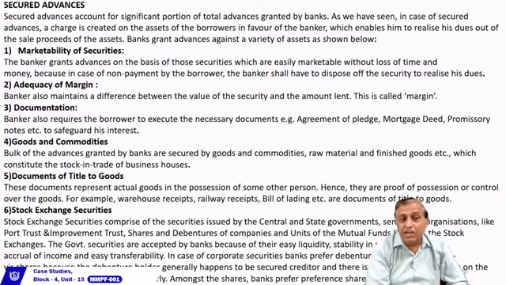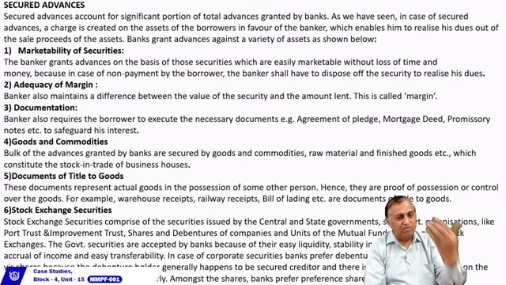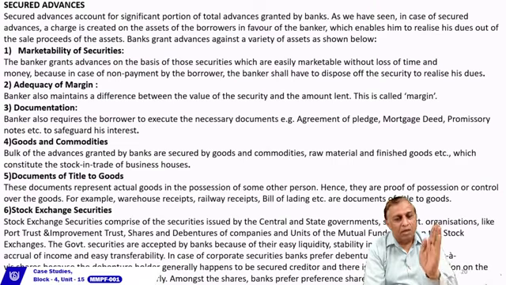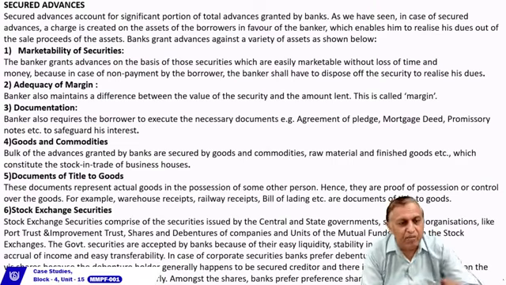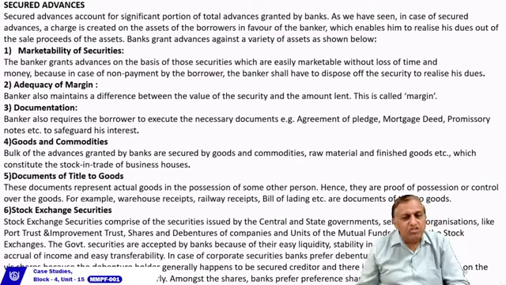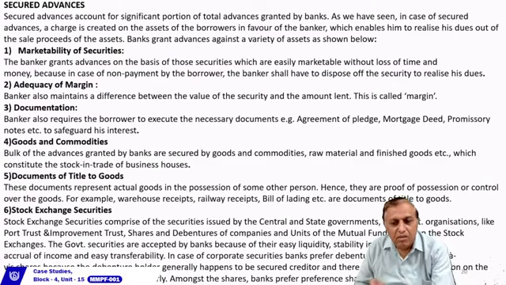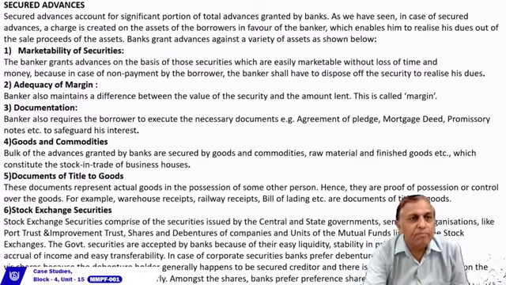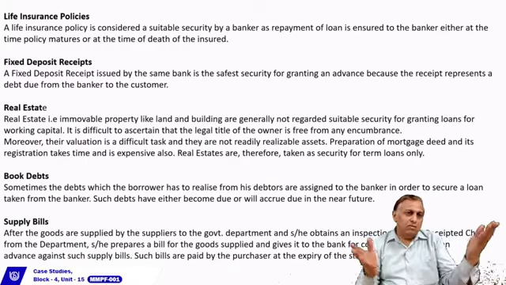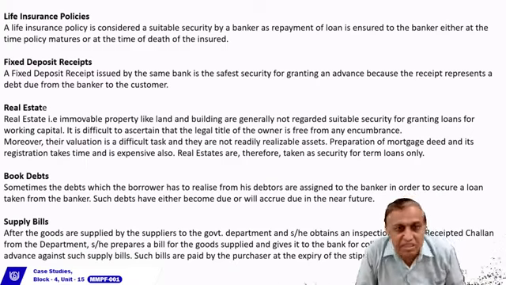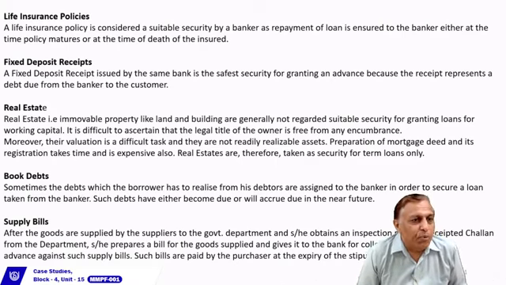Goods and commodities, where bulk of advances are granted based on the goods and commodities. Documents of title, say the documents of the goods you have, you are handing over to the bank. Stock exchange securities, whether debentures or shares, the preference share is the first choice. Life insurance policies, you get the advance against life insurance policies as well. And fixed deposit. Again, the margin is a paramount cardinal principle to keep.